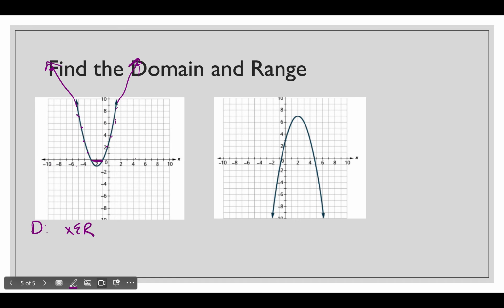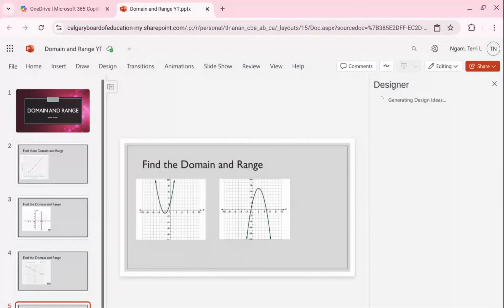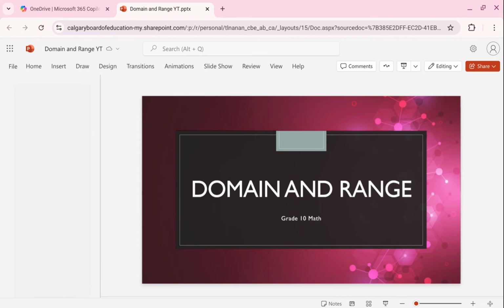Your range is a little bit different, because your y values start at -1, and then your graph just increases. Oh, sorry again. Your range here is going to be greater than -1, and then we'll go from there.